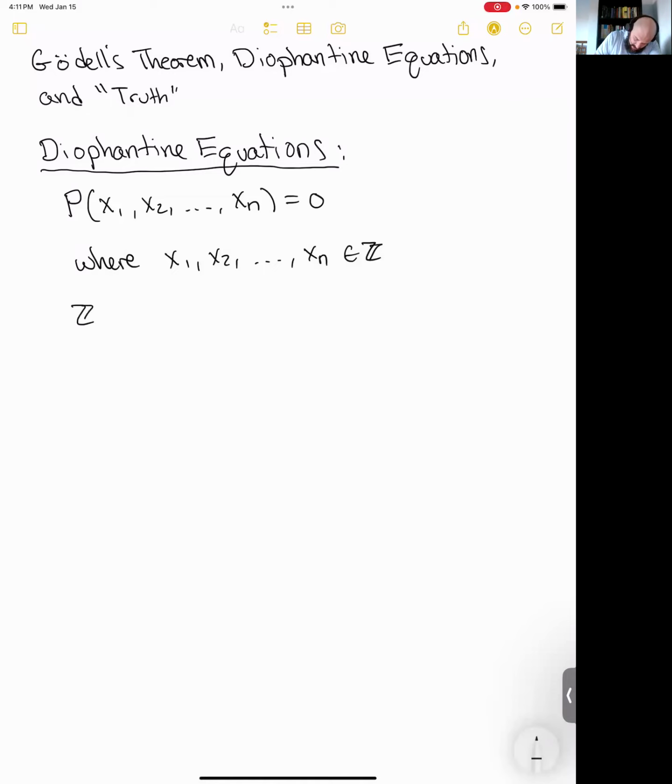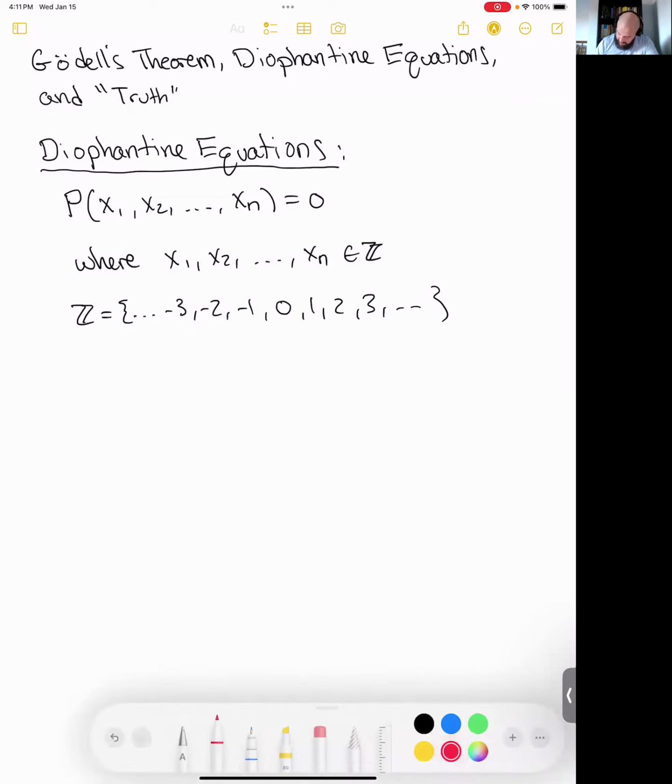So integers are the set of negative whole numbers, 0, and positive whole numbers. Okay, so specifically, if I look for integer solutions to polynomial equations, then we're talking about Diophantine equations. So it's helpful if you're not already familiar with this to have some examples.